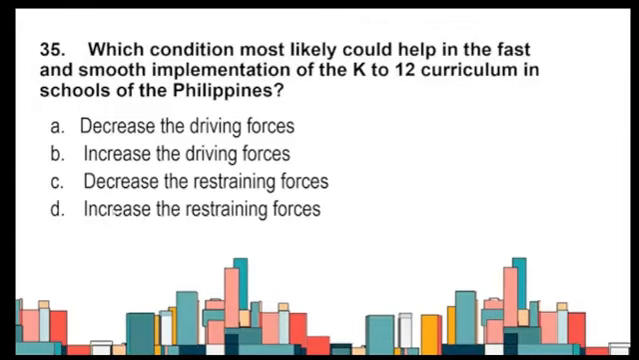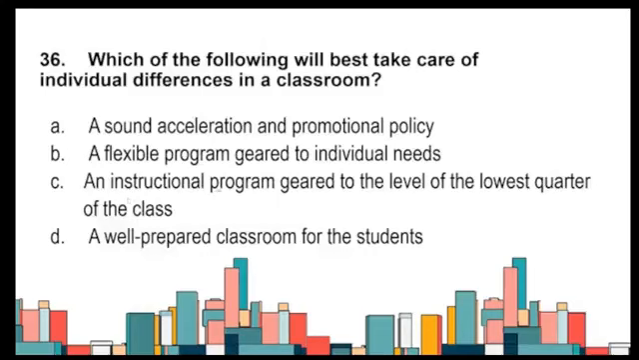Okay, so let's have number 36. Which of the following will best take care of individual differences in a classroom? A, a sound acceleration and promotional policy. B, a flexible program geared to individual needs. C, an instructional program geared to the level of the lowest quarter of the class. D, a well-prepared classroom for the students. Okay, what's your answer?